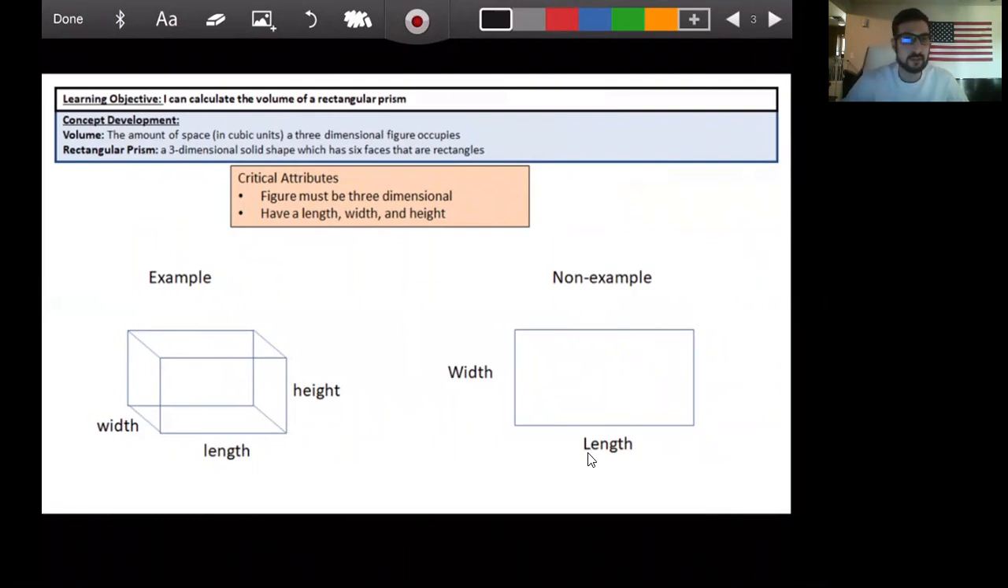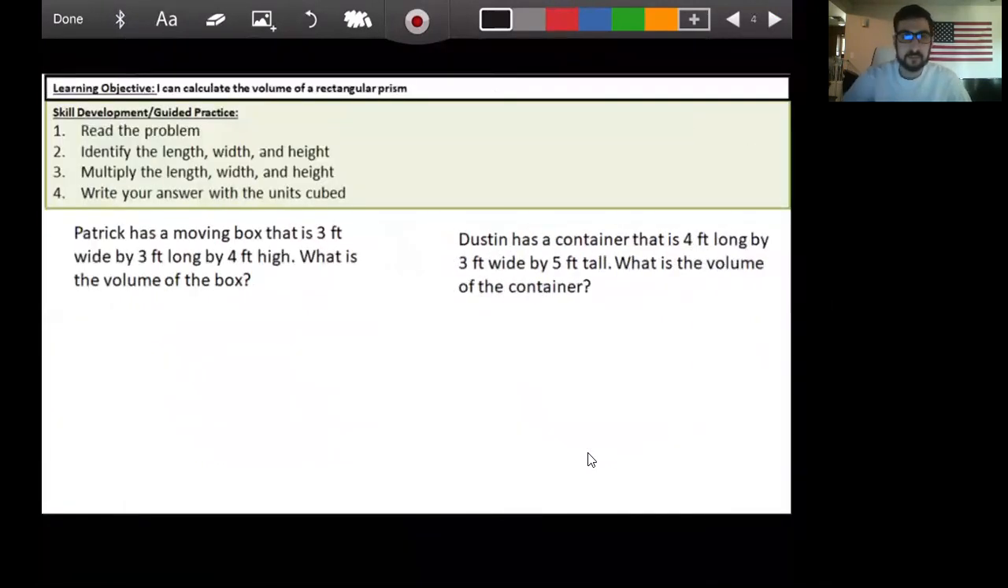It's a three-dimensional solid shape, which has 6 faces that are all rectangles. It must have the length, the width, and the height. Okay, so if you look at the non-example, we'll see it only has length and width. It's two-dimensional. For a two-dimensional figure, we cannot go and find volume.